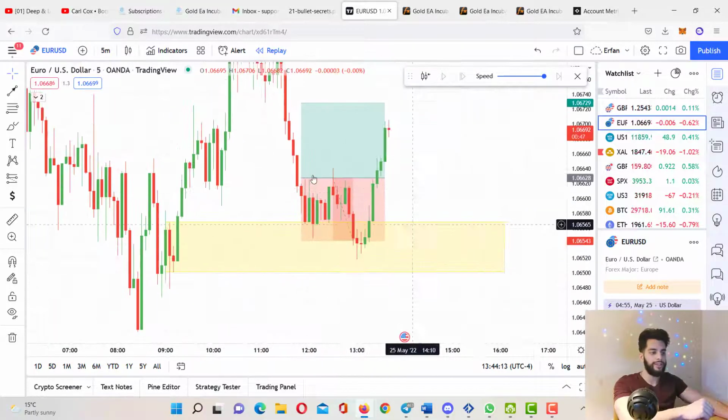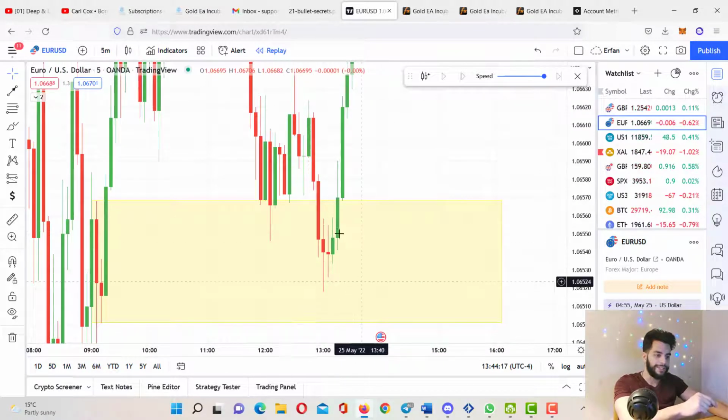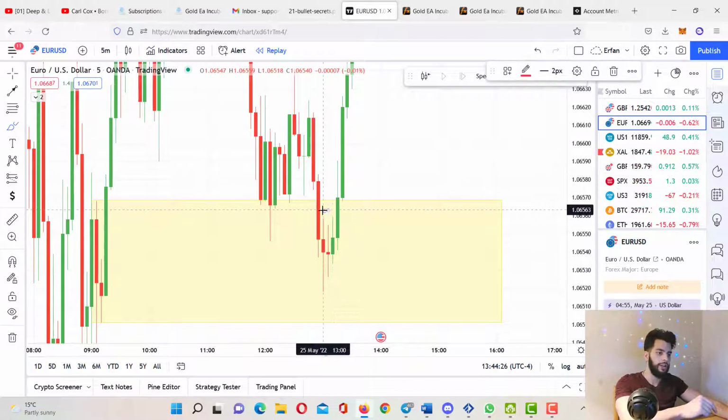It stopped me out right here, but literally right after that, you see that it was still inside the zone. It wasn't invalid. It created some sort of consolidation, and then here I could have easily entered my buy, my stop loss here, and my TP right here.